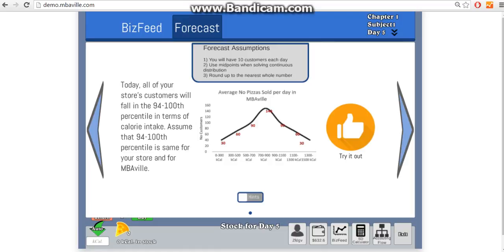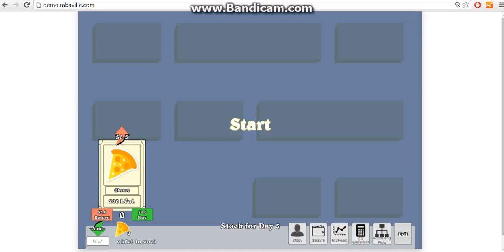So 94th to 100th is basically the last 6 percentile, so that's 0.06. MBAville has a total of 500 customers, so 0.06 times 500 is 30, and the last 30 here is here, which is in the 1300 to 1500 calorie range. So taking the midpoint of this is 1400, and when we have 10 customers for the day, the forecast basically tells us that all of the customers will be ordering 1400 calories. So we'll have to order 1400 times 10, which is 14,000 calories.